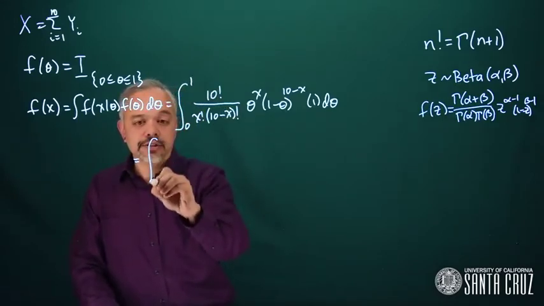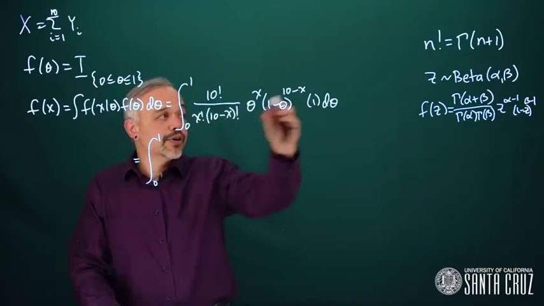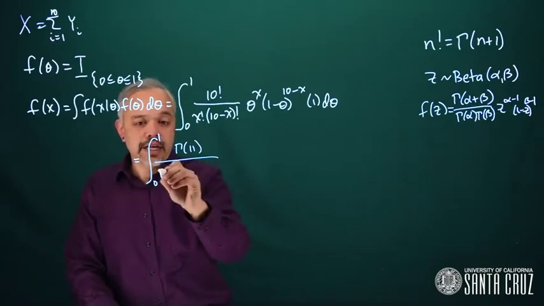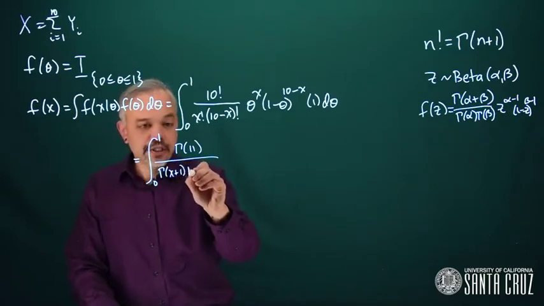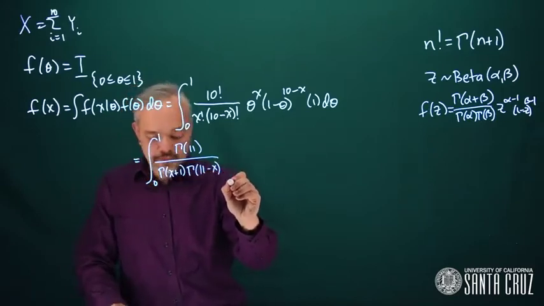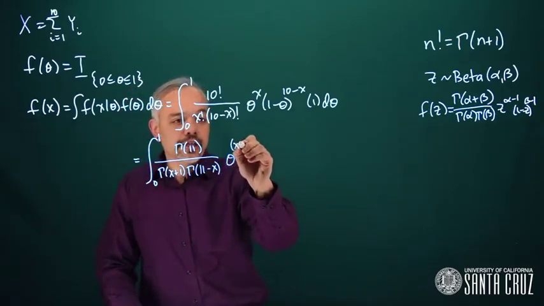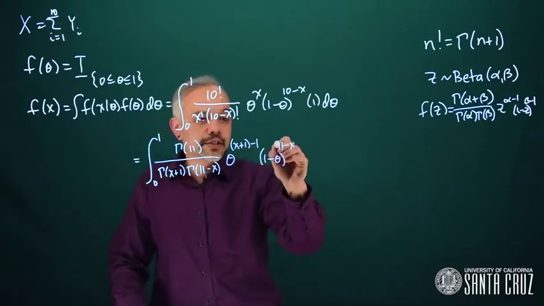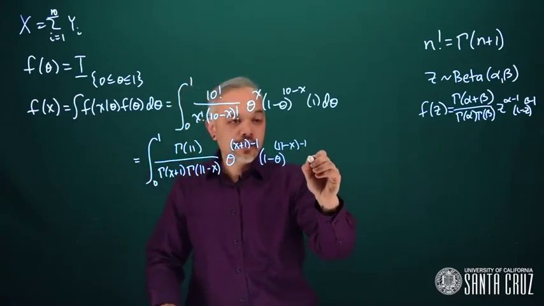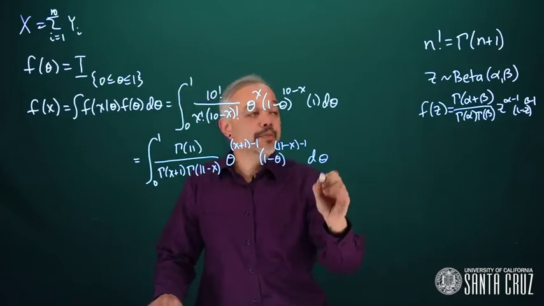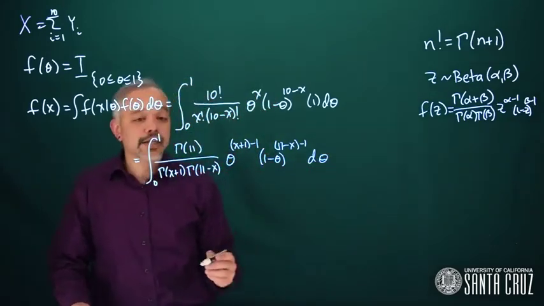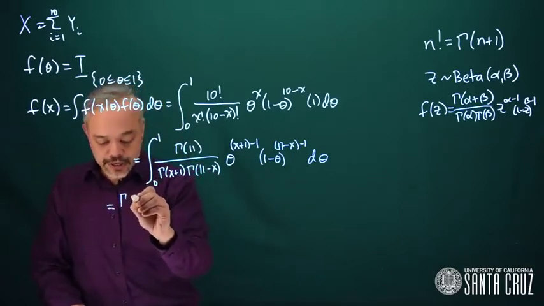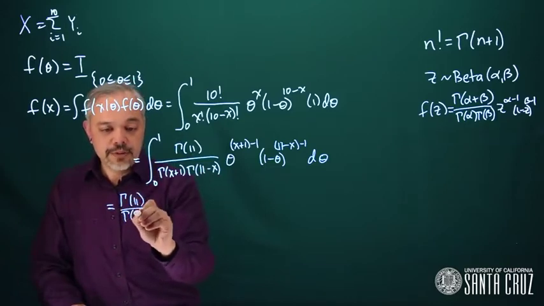So let's do a little simplification. We can write this 10 factorial as gamma of 11, and then write that as gamma of x plus 1 times gamma of 11 minus x, and then theta to the x plus 1 minus 1 times 1 minus theta to the 11 minus x minus 1 d theta. This may not look that much simpler, but it is closer to the beta density. Now if I just rearrange a little bit with the gamma terms, I can pull out this gamma of 11 and replace it with a gamma of 12.